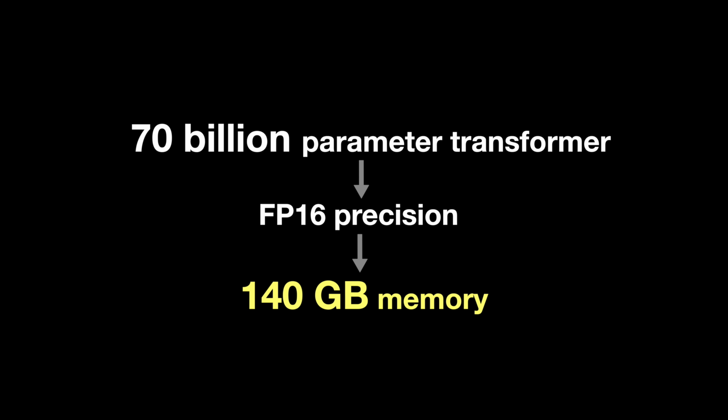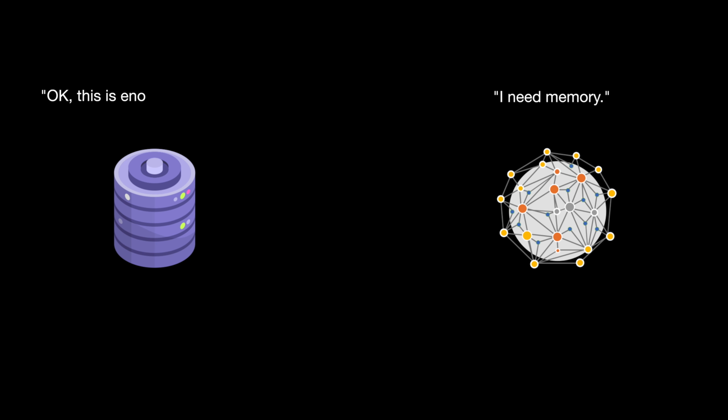For example, a 70 billion parameter transformer model stored in FP16, which is 16-bit floating point precision, needs roughly 140 gigabytes of memory just to hold the weights. That alone already explains why these systems require powerful GPUs with massive memory. But here's where things get interesting, because if you perfectly fit those AI model weights into memory, the system still needs far more memory to actually run the model. Sometimes 2 to 5 times more. So something else must be occupying the memory.